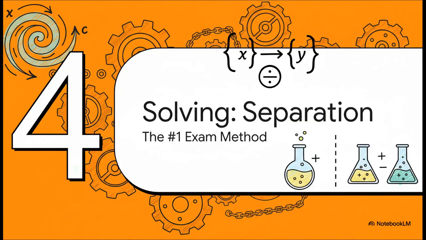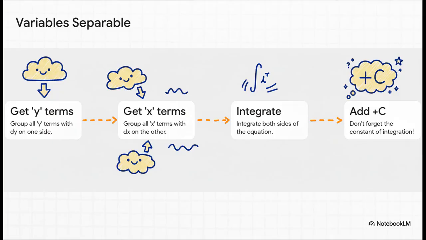All right, now for the main event. How do we actually solve these things? There are a few ways, but the most important one for your exam, the one you absolutely must know, is called the method of separation of variables. Think of this as a simple 4-step recipe, my secret recipe for you. Step 1, push all the terms with y and dy to one side of the equal sign. Step 2, push all the terms with x and dx to the other side, and you've separated the variables.